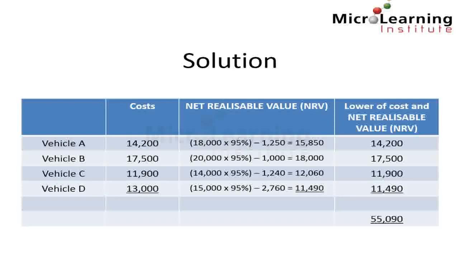If we now proceed and perform the same calculations for vehicles B, C and D, we can see that vehicle B, the lower of cost and net realizable value, is $17,500, which is the cost of vehicle B. In the case of vehicle C, the lower of cost and net realizable value is $11,900, which is also the cost of vehicle C. In contrast, in the case of vehicle D, we can see that the lower of cost and net realizable value is $11,490, and this happens to equate to the net realizable value of vehicle D.